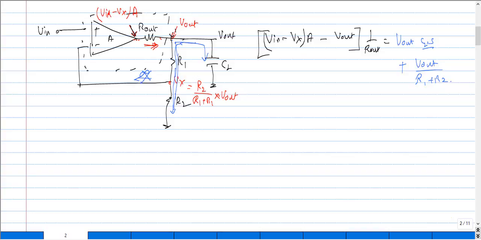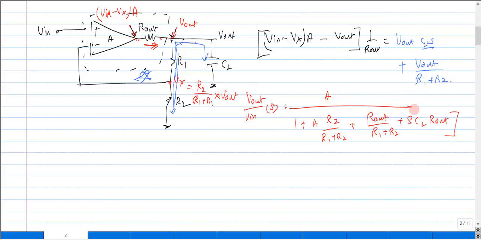Now rearranging this entire equation in terms of V out by Vn, we would end up with an expression which, in the S domain, could be written as V out by Vn equals gain A divided by 1 plus A R2 by R1 plus R2, plus R out divided by R1 plus R2, and then S CL times R out. And this is the expression that we would end up with after doing all this rearrangement.